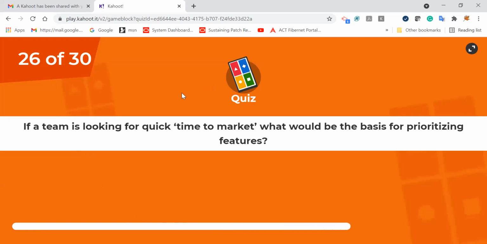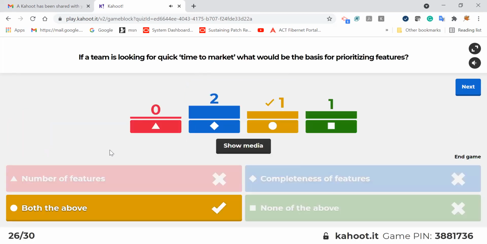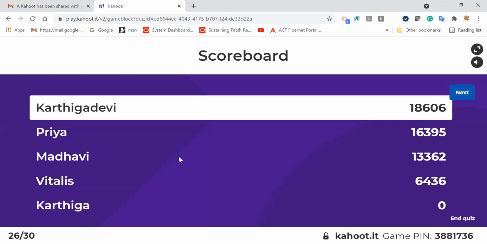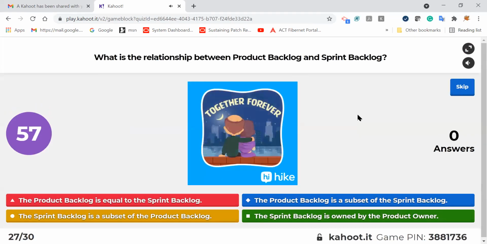If a team is looking for a quick time to market, what would be the basis of prioritizing features? None of the above. Yeah, both of the above is correct because we need both. How many features are required and ultimately the completeness of the features. Both are required for a quick time to market. Okay, let's move to the next question. What is the relationship between a product backlog and the sprint backlog?